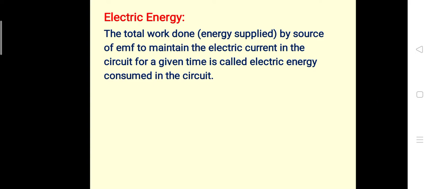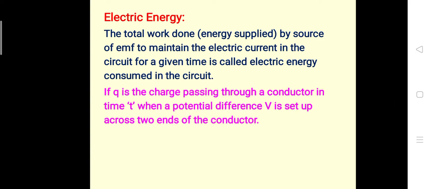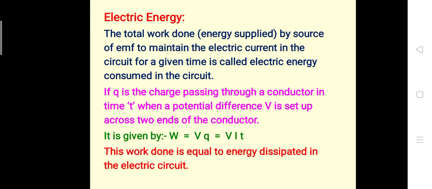If Q is the charge passing through a conductor in time t, when a potential difference V is set up across the two ends of the conductor, then work done is given by W equals VQ, and we know that Q equals It, so work done will be equal to VIt. This work done is equal to energy dissipated in the electric circuit. Work done W is equal to VIt or VQ.